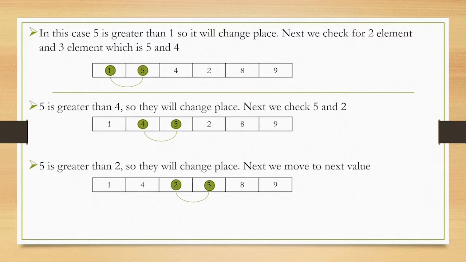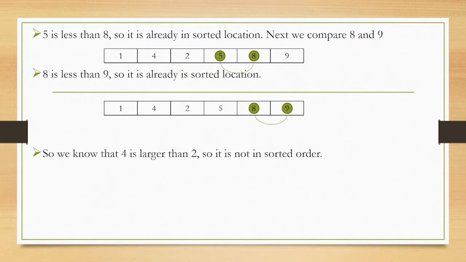Now we move on to the next value. 5 is less than 8, so it is already in a sorted location, as you can see here. So it will not change, no swap is needed. And then we move on to the next value. 8 is less than 9, so it is already in sorted location. At the end of the sort, it will look like this, but we know that 4 is not supposed to be here, and 4 is larger than 2, so it is still not in sorted order.